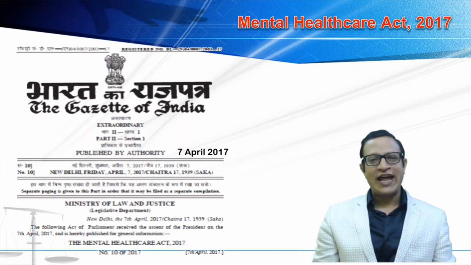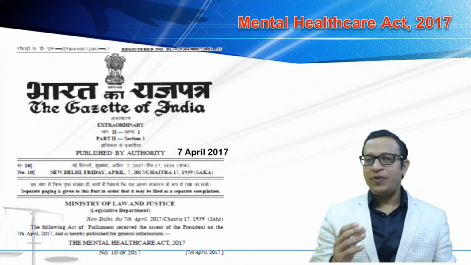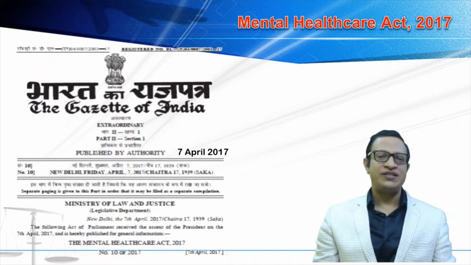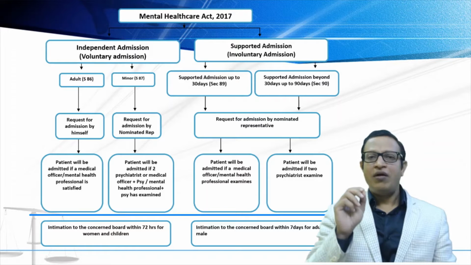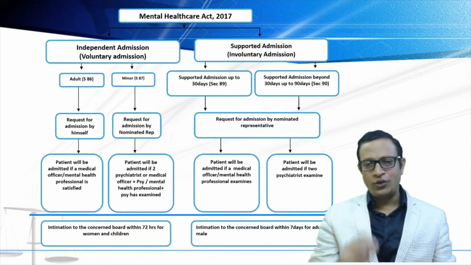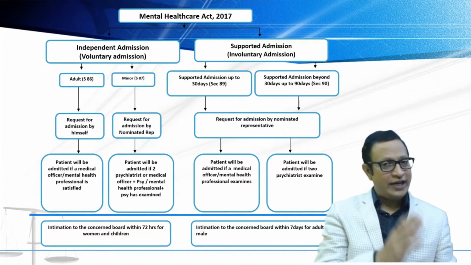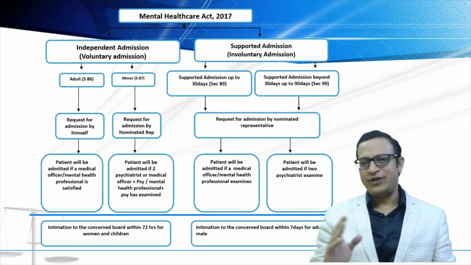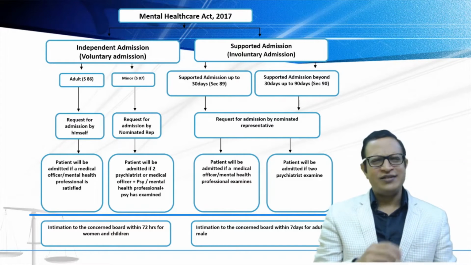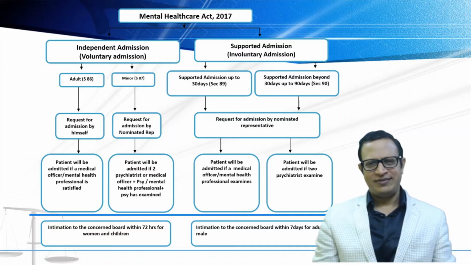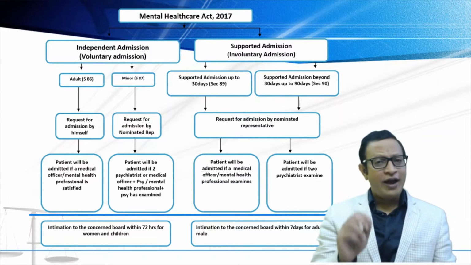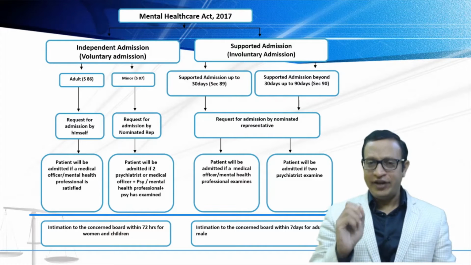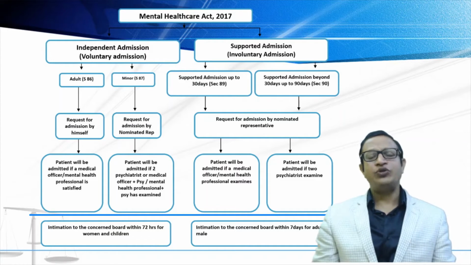The Mental Health Care Act of 2017 was passed on 7th April 2017. The admission process under the Act occurs under two headings: independent admission or supported admission. Independent admission is nothing but voluntary admission. Supported admission is nothing but involuntary admission. Regarding admission, I have made videos, and please do visit my YouTube channel to watch those videos.